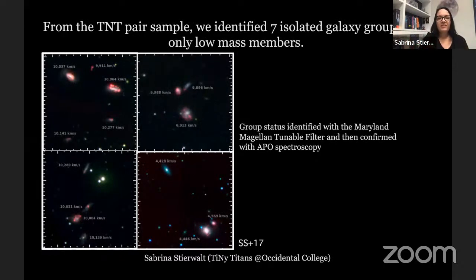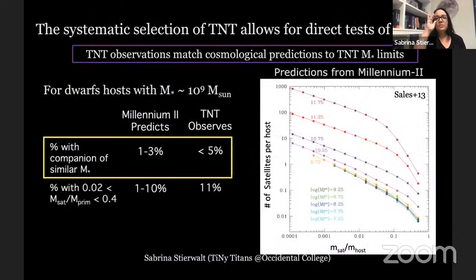But we want to take advantage of the fact that Tiny Titans is a systematic study. So we want to say, well, how often does this happen? How frequently do we find these groups? And do those numbers match with cosmological predictions? So that's what we looked at next.